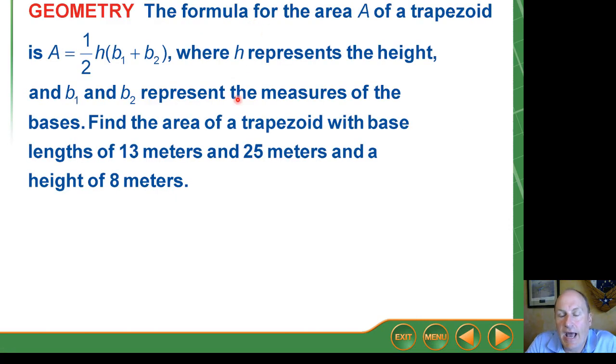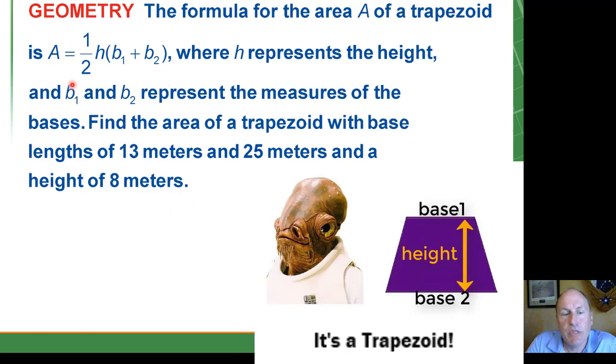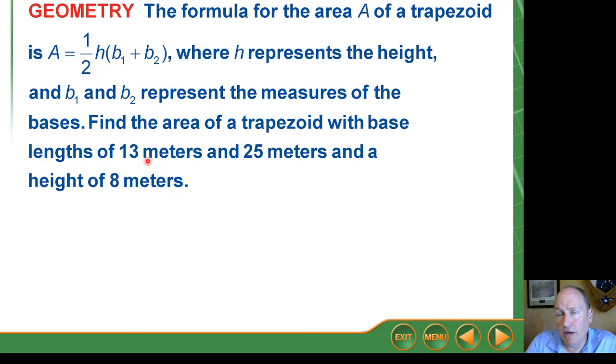Okay, let's take a look at a geometric example and using a formula. So you may recall from geometry that the formula for a trapezoid, which I've got a picture of up here, a trapezoidal shape, is the area A is equal to 1/2 times the height of the trapezoid times the sum of its two bases. A trapezoidal shape has a long base and a short base. The height of this trapezoid was 8 meters, and its two bases were 13 meters and 25 meters. How do we find the area of the trapezoid?